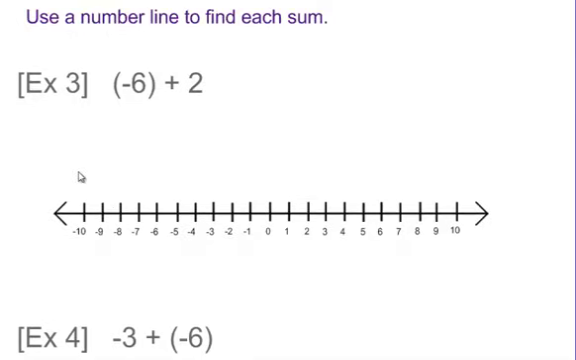Okay, welcome back. Let's start at 0, and then we'll go down to negative 6. Okay, then we'll go from here, negative 6. Since it's a positive 2, we're going to go to the right 2. And we're going to get negative 4. We're going to end up there. So our answer is negative 4. This is exactly how I think of them in my head. I think of a giant number line, and I go positive right, negative left.